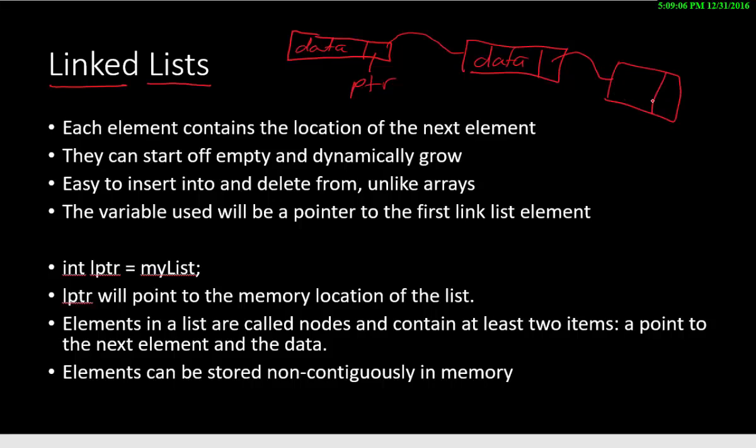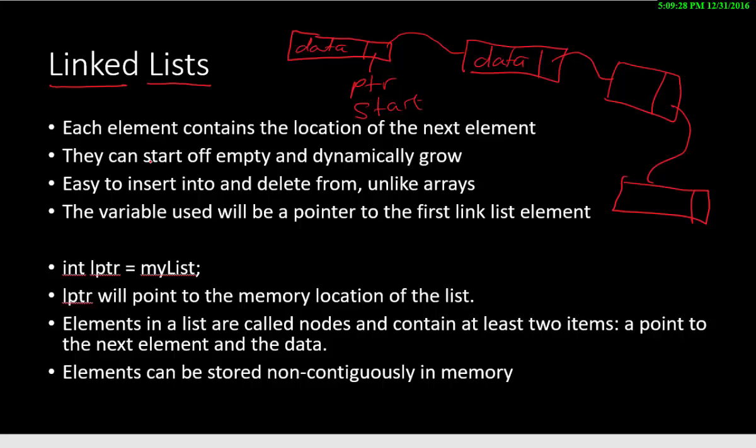And they don't need to be consecutive. They could be all over the place. It could be fragmented. So you need the pointer to the start of your data, and then you can find the next, and the next. They can start off empty, so with just one item, and dynamically grow.